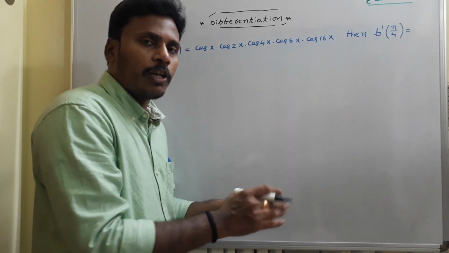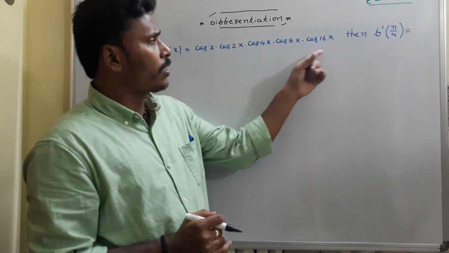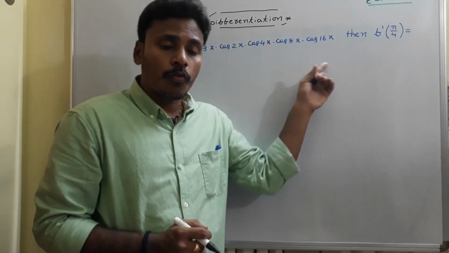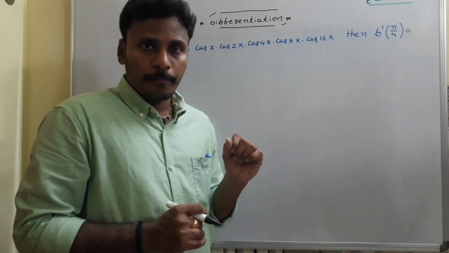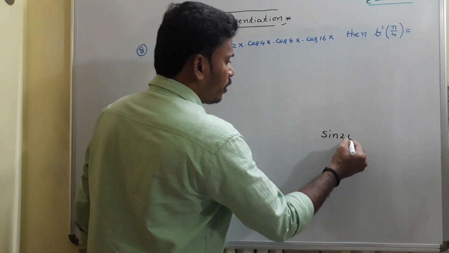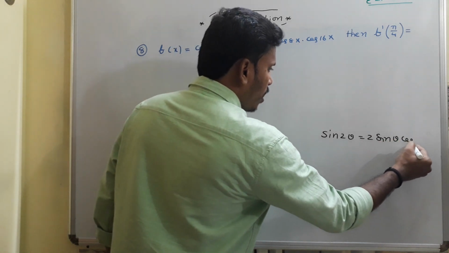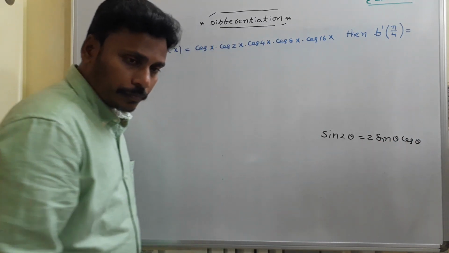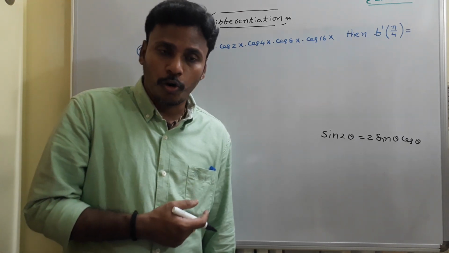After that, get the value or do further simplification. See here, cos x, cos 2x, cos 4x. To find the product of all these things, we need to think about the trigonometry formula. So I will use the sin 2 theta formula repeatedly here. I think you all know that sin 2 theta is 2 sin theta cos theta. Is it right? I am going to use this sin 2 theta repeatedly to solve this problem.